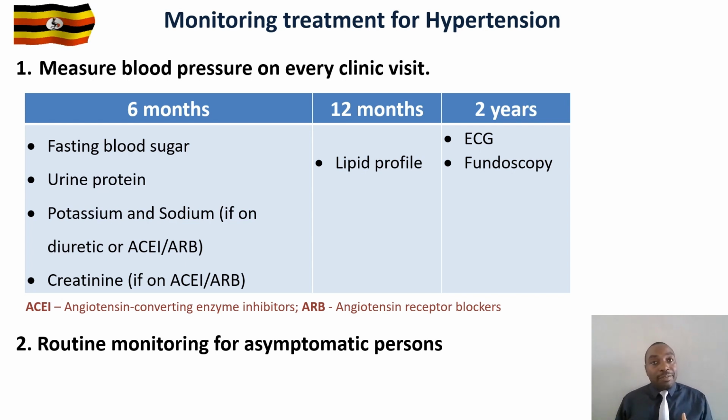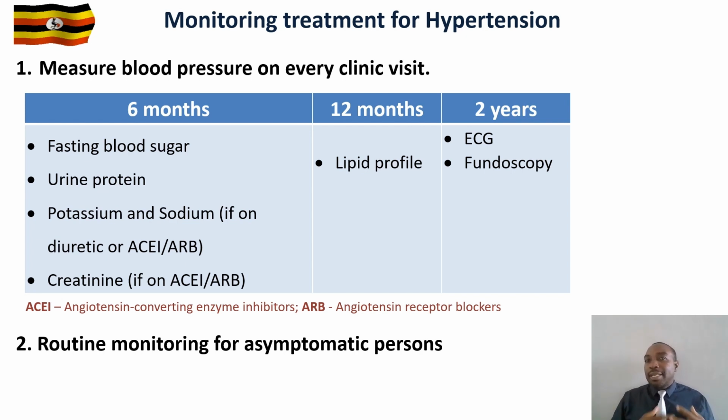Check potassium and sodium levels to see how the kidneys are working. But also remember the side effects of some of these antihypertensives: the diuretics, the ACE inhibitors and the angiotensin receptor blockers can affect sodium and potassium levels. And check the creatinine again if someone is on an ACE inhibitor or an ARB. Every year, 12 monthly, do a lipid profile.